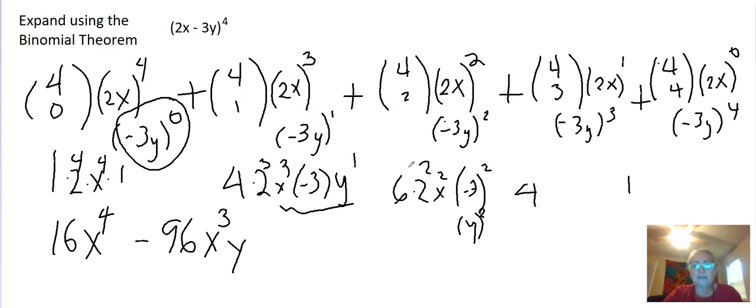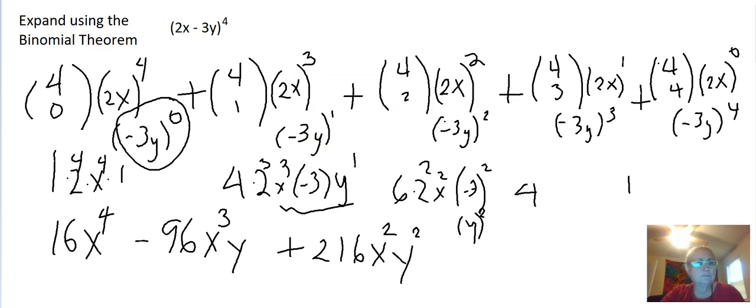Okay? So that's 6 times 4 times 9, because a negative times a negative is a positive. 3 times 3 is 9. So, again, grab out the calculator. 6 times 4 times 9. Positive 216 is the positive sum. x is going down by 1, so it's going to be x squared. y is going up by 1, it's got to be y squared. Right? All right, two terms to go.